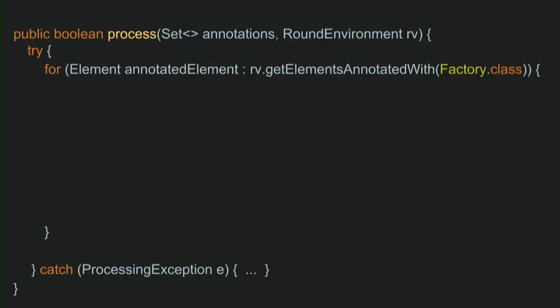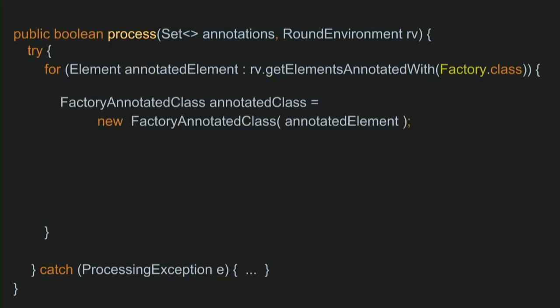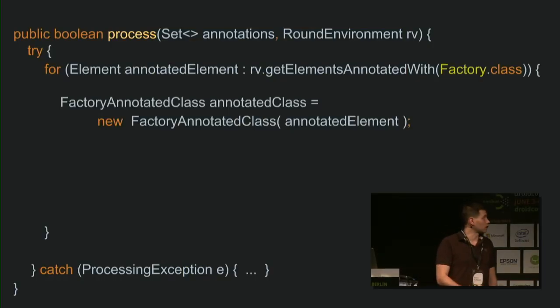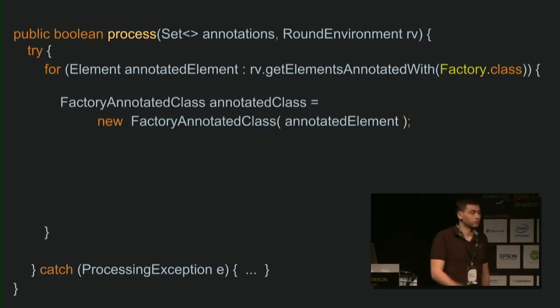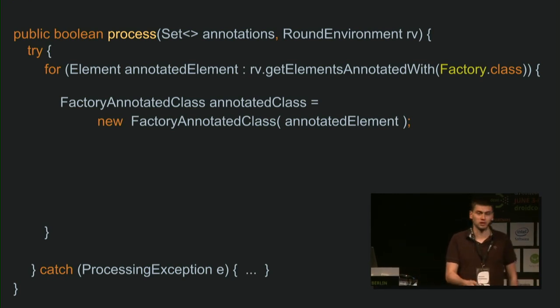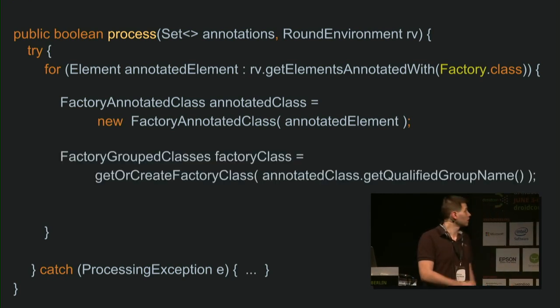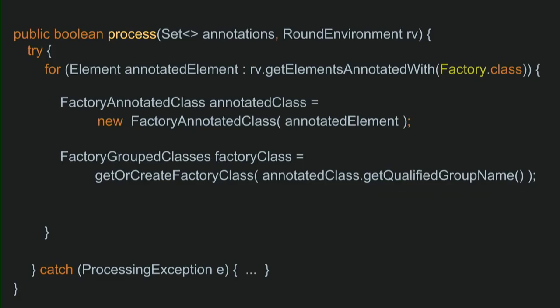Okay, so how to do that in code? Well, it's easy. We create a FactoryAnnotatedClass and pass the annotated element. And this one will throw a processing exception if the ID is null. Next, we query the list of already known factories for meal.class and get this one back. And finally, we add it. And this one will throw an exception if there's already another element with the same ID, or another class annotated with the same ID.